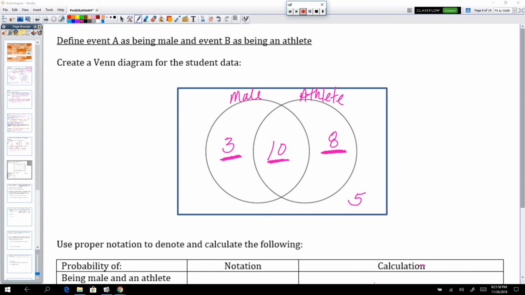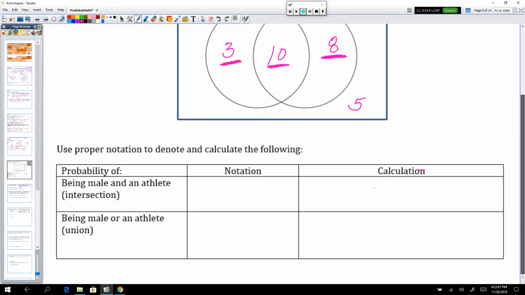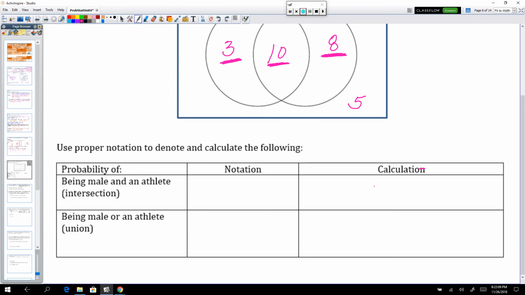So that's a representation of our two-way table in a Venn diagram. Now, looking at the Venn diagram helps us understand a little bit better our last 2 vocabulary words that you should have looked up before today's lesson. And those 2 vocabulary words are intersection and union.